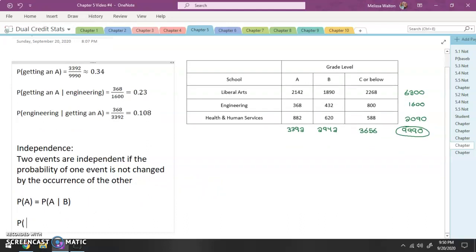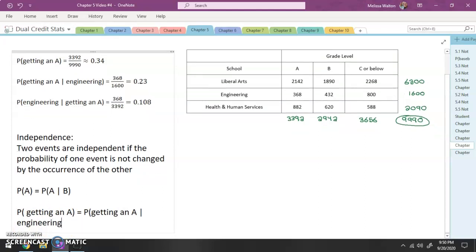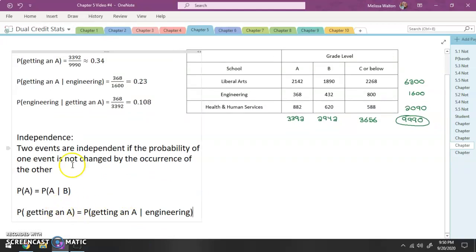If these were independent, the probability of getting an A is the same as the probability of getting an A given that you're in an engineering course. And certainly that is not the case. Looking up above, the overall probability of getting an A is 34%, but the probability of getting an A in an engineering course was all the way down at 23%.